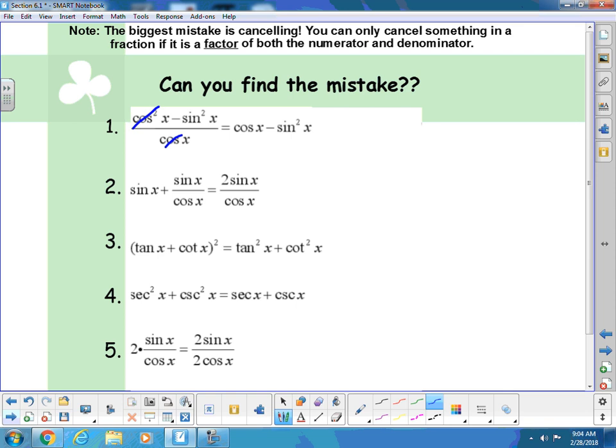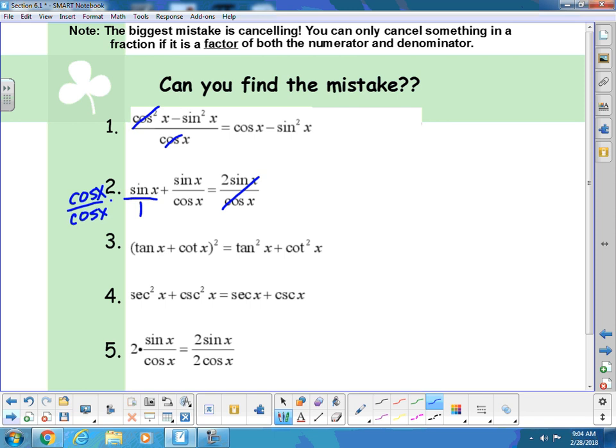Second problem, they added the fractions together, but they did not have a common denominator. Right now we have sine over 1. 1 and cosine are not common denominators. If you wanted to attempt to add these together, you would first need to, for this first fraction, multiply by cosine over cosine, get that common denominator of cosine, and then combine them together.